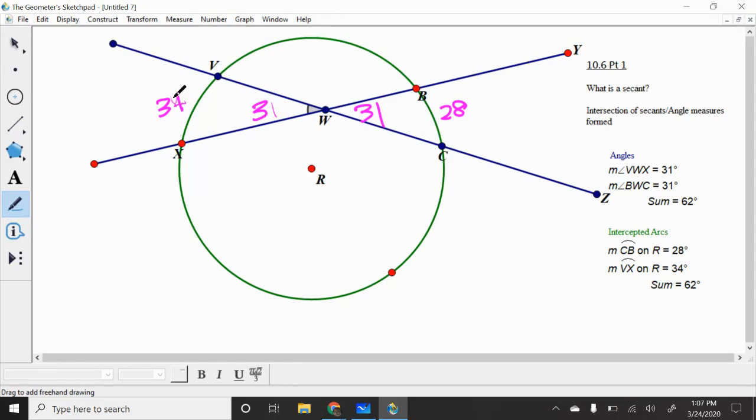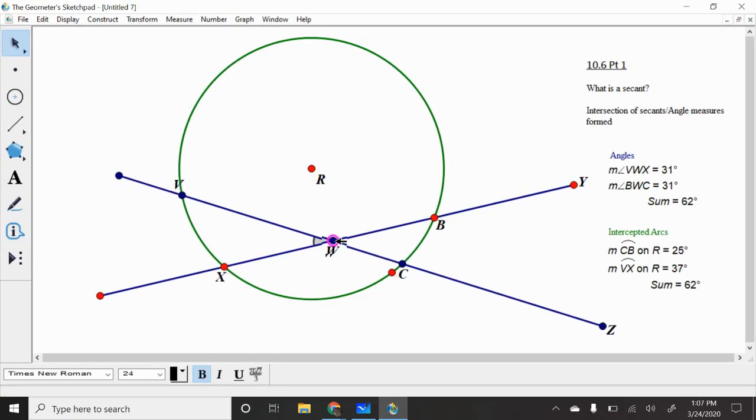So let's take a look closely at the relationships. These are not changing. We still have 31 and 31, and together that's a sum of 62. Now, if we look at the intercepted arcs, they are different measurements, but their sum is still 62, still the same. Now, let's see what happens as I move it around. So again, keep your eye on the angle measurements and keep your eye on the sum.